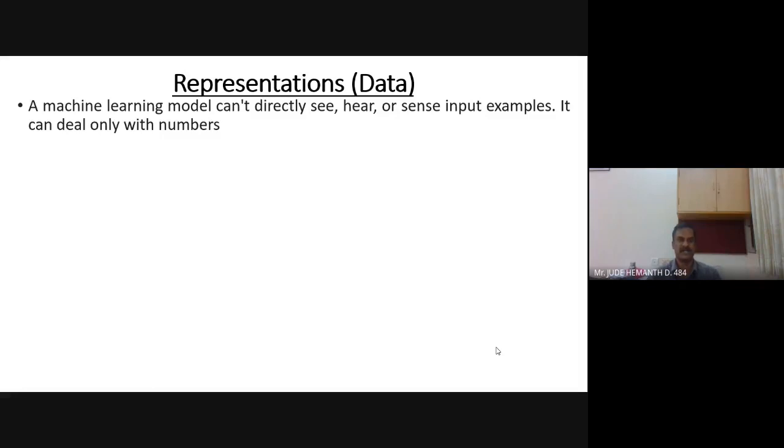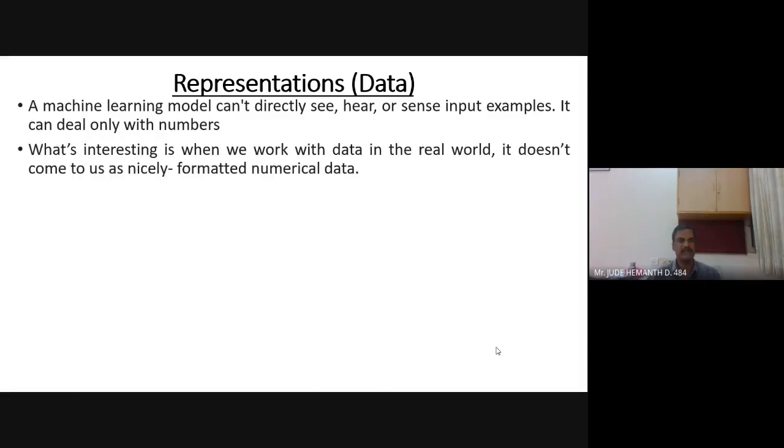Interestingly, when you take an application or some data for the machine to learn, those data are mostly in the form of a signal. It is in the form of an image or video or any complex data, as we have seen in the first session. So real-time data is different. But when you give this data as input to the machine, a machine can't see, it cannot hear, or it cannot sense anything. The only thing it knows is the number language, or it can deal only with numbers.